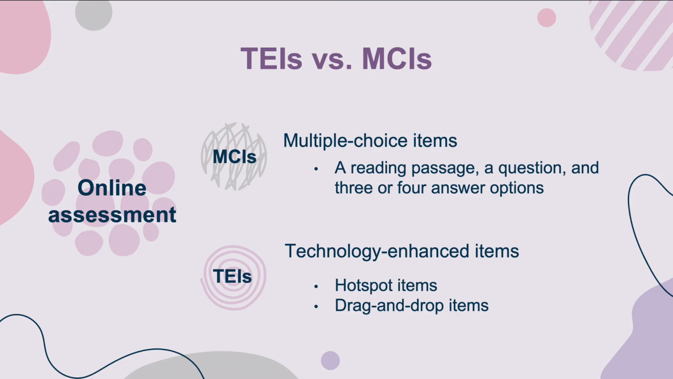With the advancement of computerized language testing technologies, online assessments have increasingly included technology-enhanced items, TEIs. First, let's focus on two concepts: TEIs and multiple-choice items, MCIs. TEIs are defined as items supplied via computer-based assessment that use methods or media for item responses that are not available in paper format. Next, MCIs. In a traditional language test, the reading test consists of a reading passage, a question, and 3 or 4 answer options.